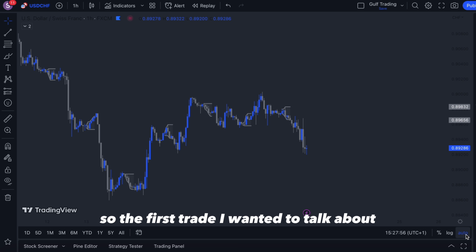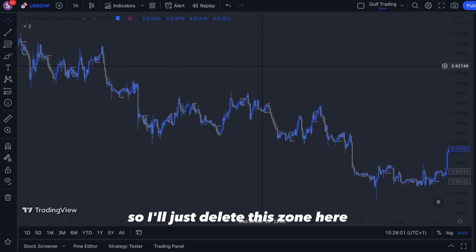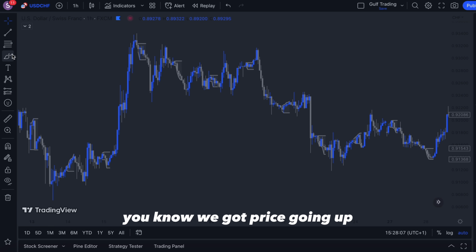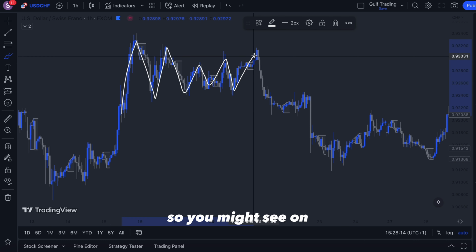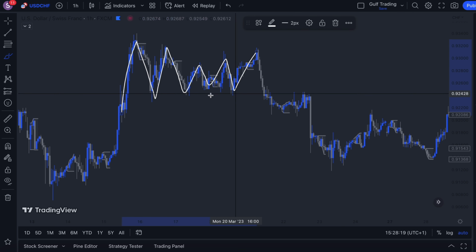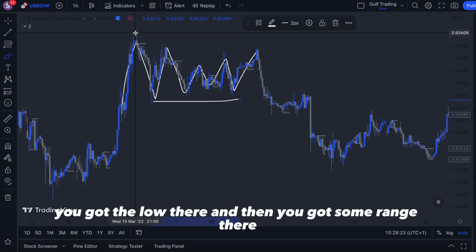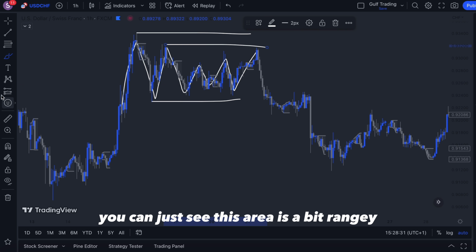So the first trade I wanted to talk about was on USD CHF. So if I just delete this zone here, you can see there's a range. You know, we've got price going up, but it never breaks out of this range, and it looks a bit like one of those flag setups that you might see on the retail chart pattern gurus' pages. You can see a range. Even if you ignore this point here, you've got the low there, and then some range there, some ranging here. You can just see this area is a bit rangy.